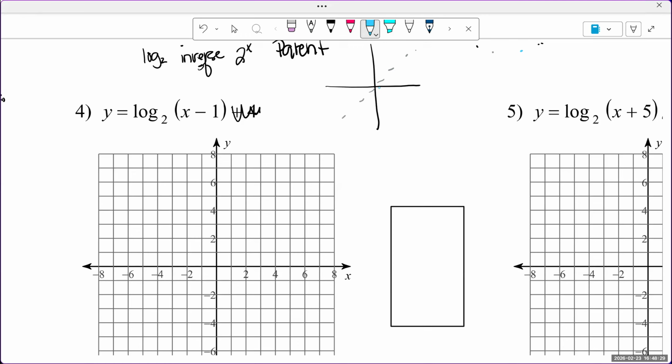Okay, so let's think about the function y equals 2 to the x. That is exponential growth. And what does it do? It hugs the negative x-axis, crosses the y, and shoots up.